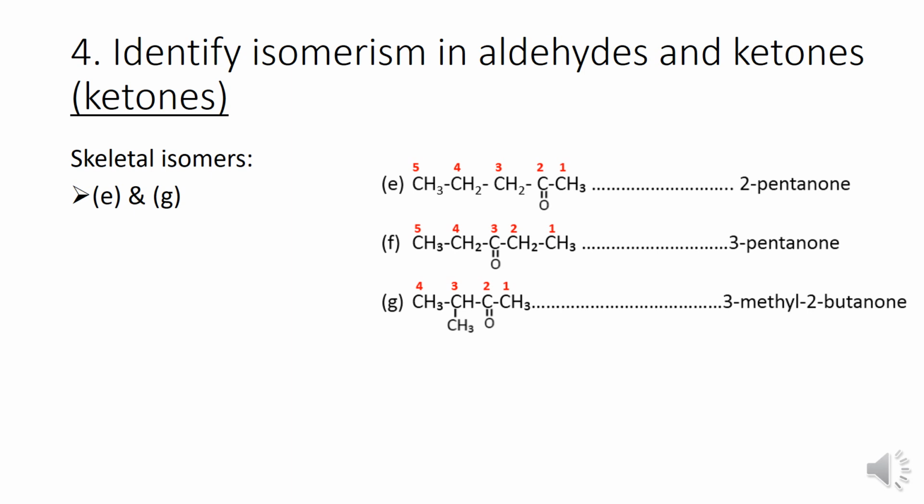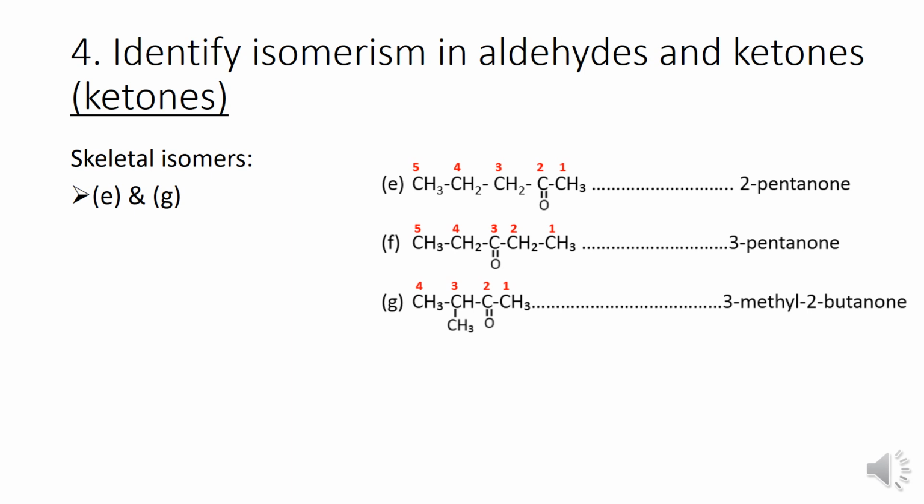Now, with respect to F and G, can we call them skeletal isomers? The answer here is no. Why? Because the position of the C double bond O in F is on the third carbon, in G it is on the second one. They don't have the same position of the carbonyl group.